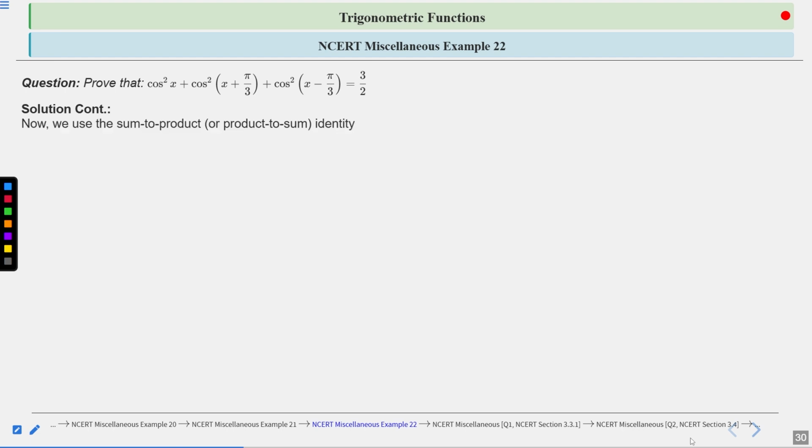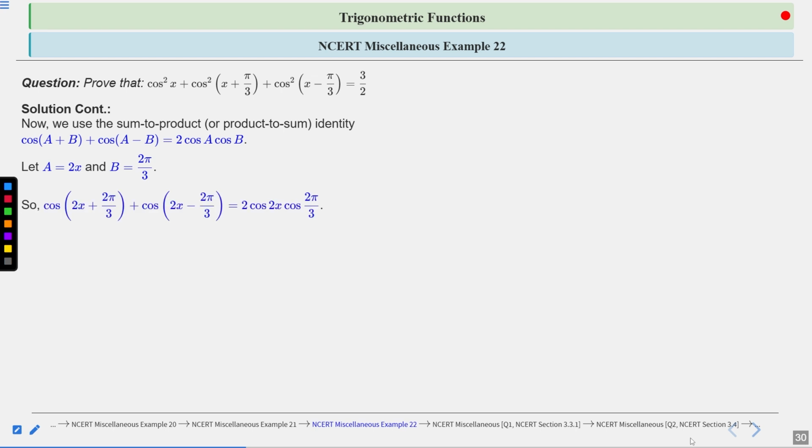Now we use the sum to product formula, which will be cos (a plus b) plus cos (a minus b) equal to 2 cos a cos b, right? Now let a be equal to 2x and b be equal to 2 pi by 3. So cos (2x plus 2 pi by 3) plus cos (2x minus 2 pi by 3) is equal to 2 cos 2x into cos 2 pi by 3. Substitute this back into the expression. LHS will be equal to 1 by 2 times [3 plus cos 2x plus 2 cos 2x into cos 2 pi by 3], right? Now let us evaluate what is the value of cos 2 pi by 3.